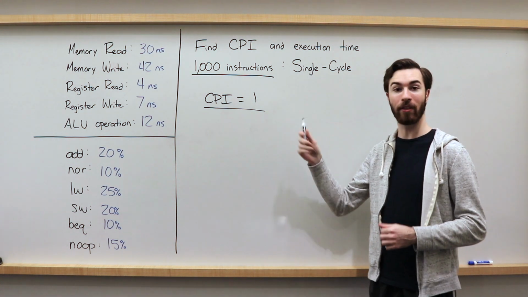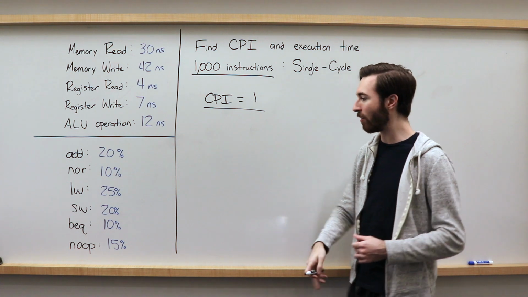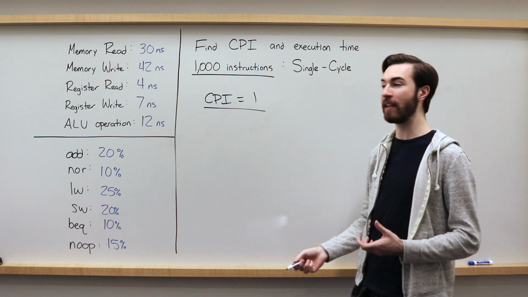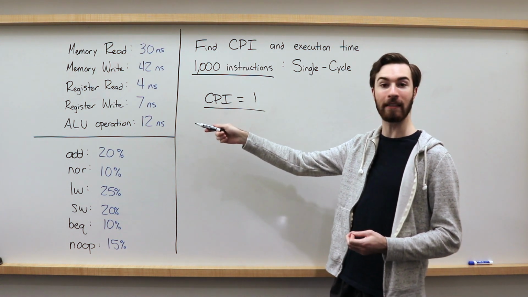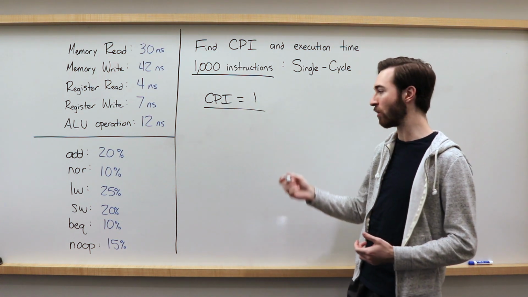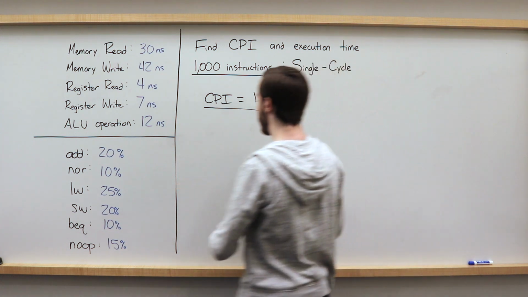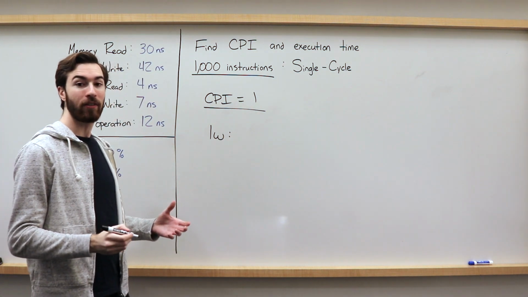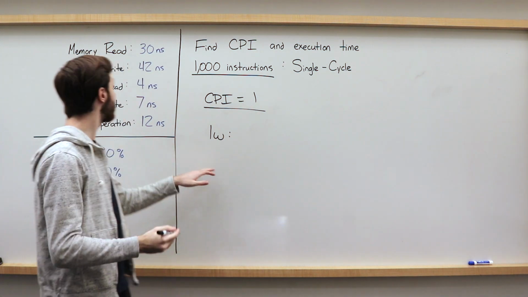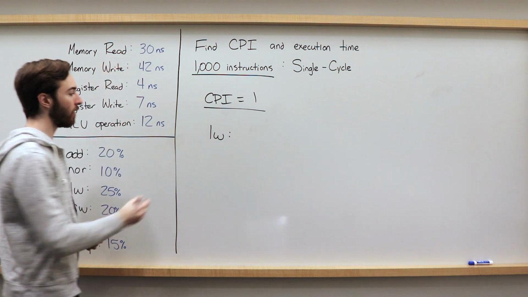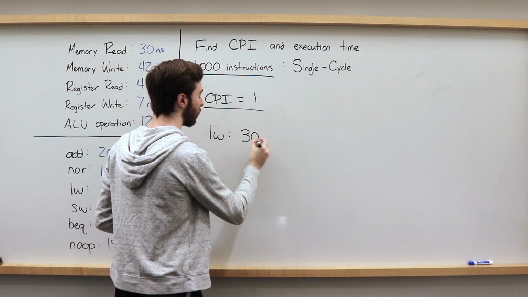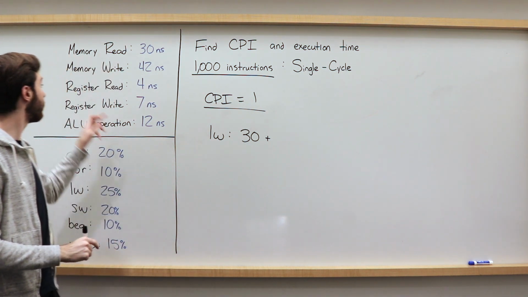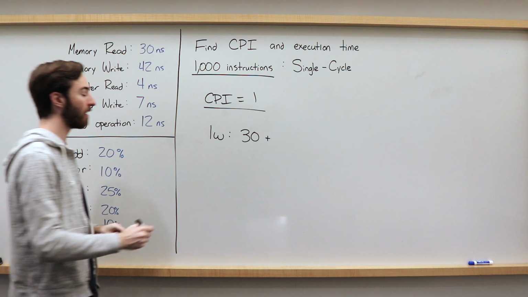For a single cycle, the longest running instruction will always be either LW or SW. To figure out which one it is, we just need to add up the latencies of the different components that each of those instructions uses. So we can start off with LW. When you execute an LW instruction, any instruction always starts out with reading from memory. Reading from memory for the LW instruction takes 30 nanoseconds. And then you need to read the values from the register file. Register reading takes 4 nanoseconds.